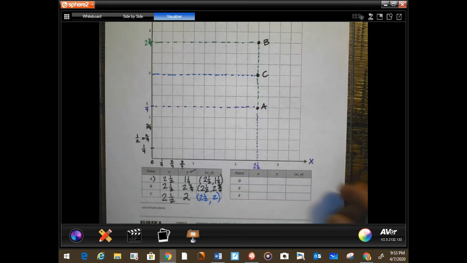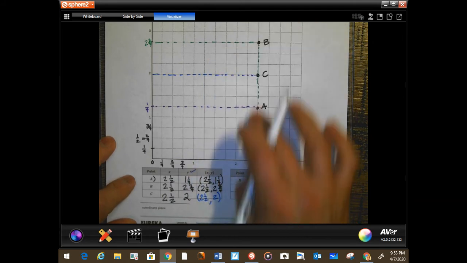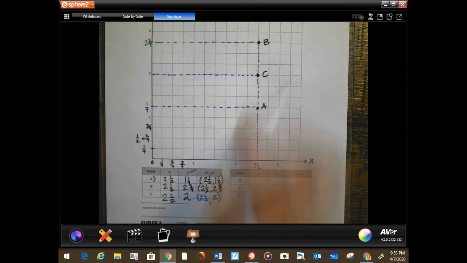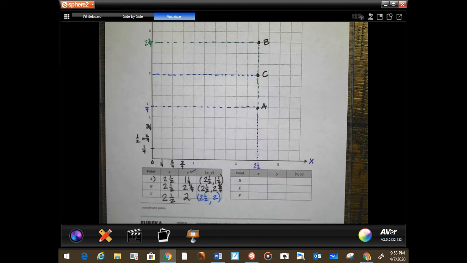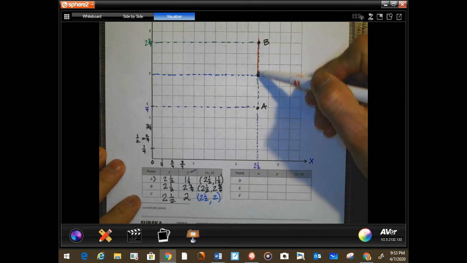Now, as you can see, all of these points have the same value for x. Remember, that's one important thing you need to remember. They all have the same value for x. So this is the line right here.